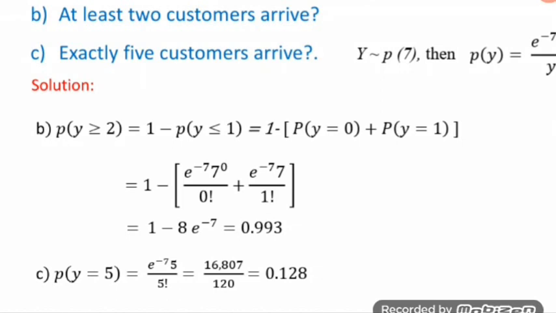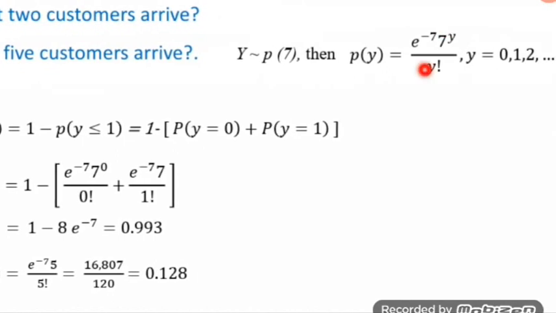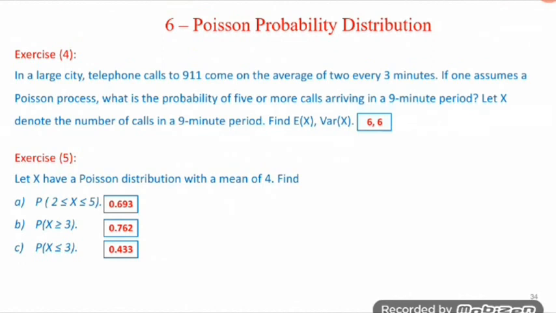Number C, exactly 5 customers arrive, so this means we need to find the probability that Y equals 5, which is given by directly substituting Y equal 5 in the probability mass function of the Poisson. At the end we'll get C as 0.128. And now we have some exercises, and as you can see, I added the final answer to those exercises.